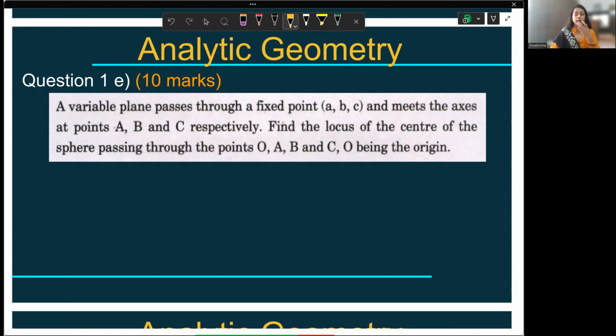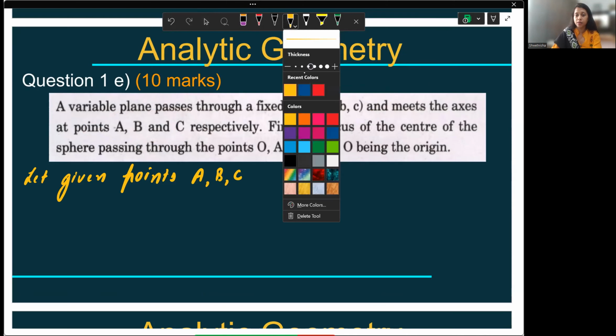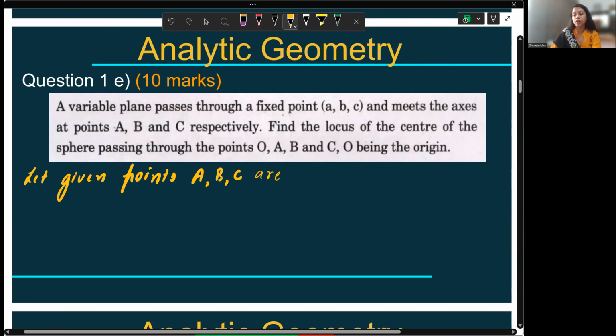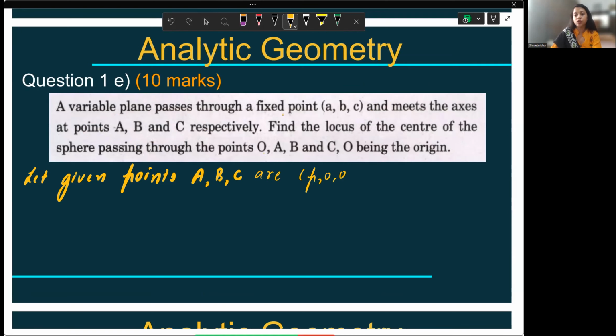So they have given a plane which passes through a fixed point. I'll talk about this. ABC is a point where it passes, but it also meets the axes at the points A, B, C. They haven't defined those points yet. So let's start from here. Let the given points A, B, C be P, 0, 0; 0, Q, 0; and 0, 0, R. Okay, so these are the 3 points.